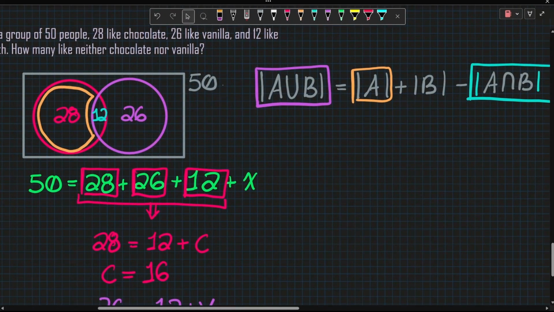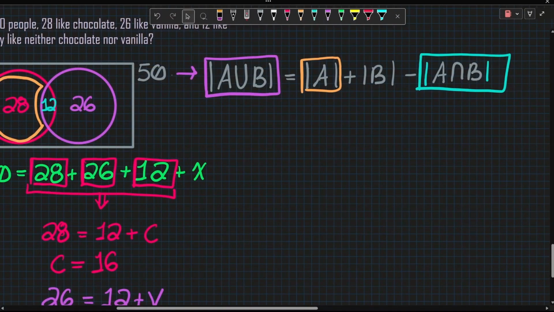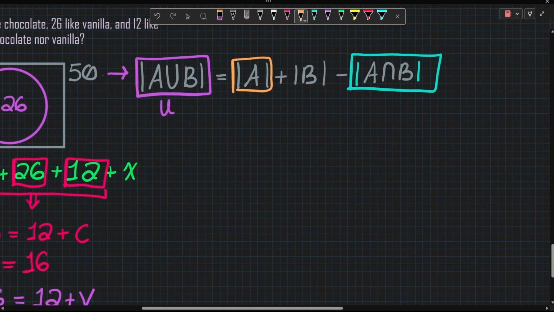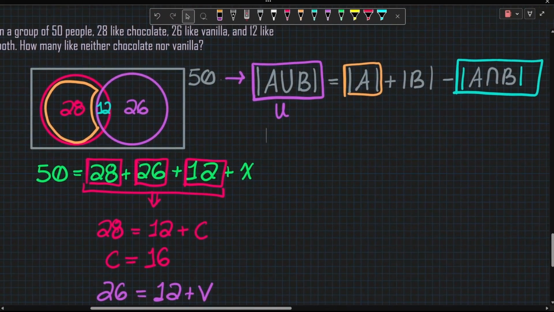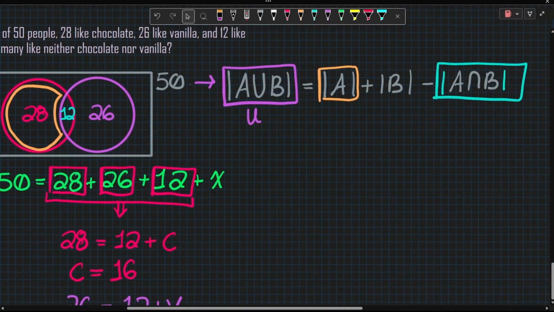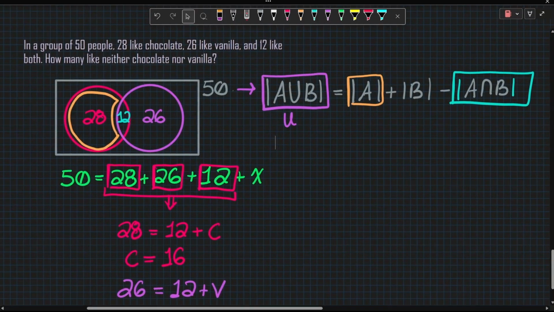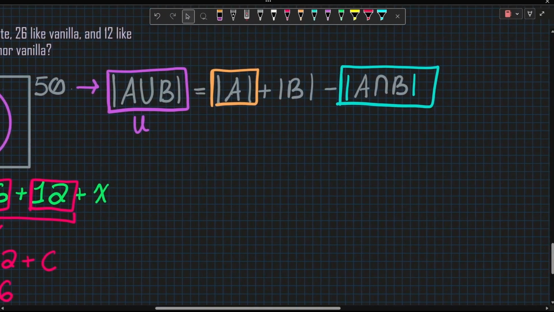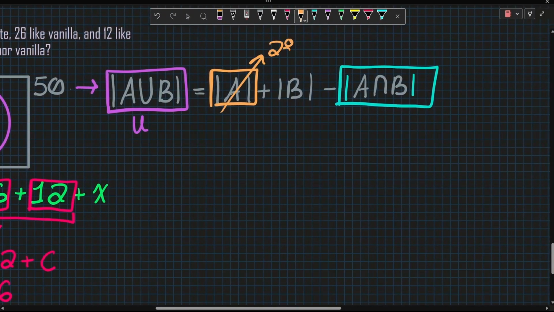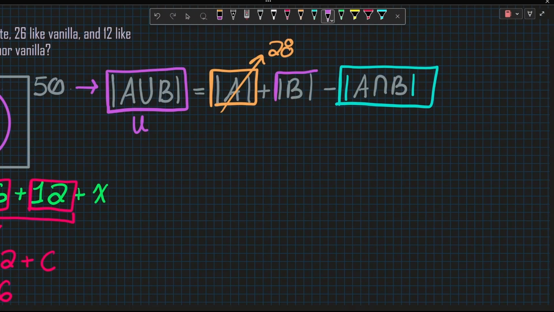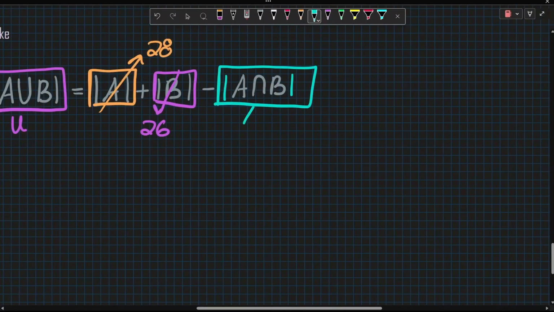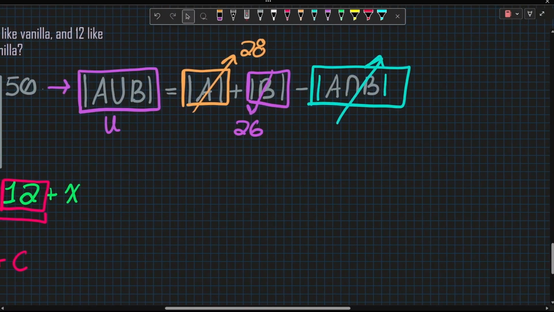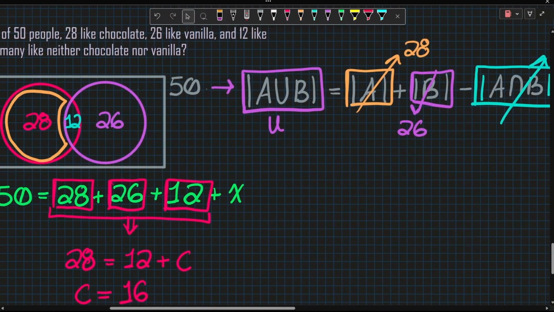I may have drawn this a bit wrong, but this is still 50. It's just with the way we drew it, that means 8 people are somehow. But that's our universal. That's everyone. That's equal to the size of our first set, right? The size of our first set is not 28, but actually, this is correct. This should be the 28 people that like chocolate. This is the 26 people that like vanilla. And this is the people who like both, right? So there's the intersection, which is this part here.